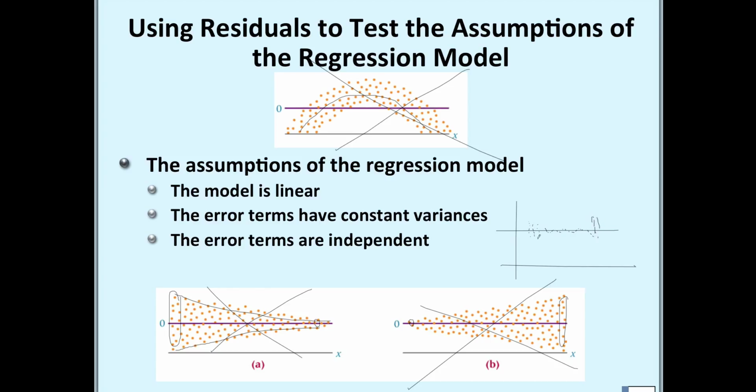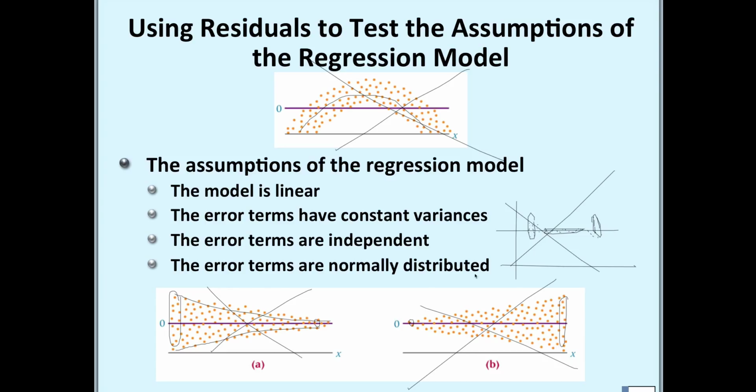Okay, so if you have a model like this, here you have large variance that becomes smaller, and then we have large variance at the tails. That is also not acceptable. So our residuals should be scattered around 0. They should show no pattern, and also they should show constant variance around 0.